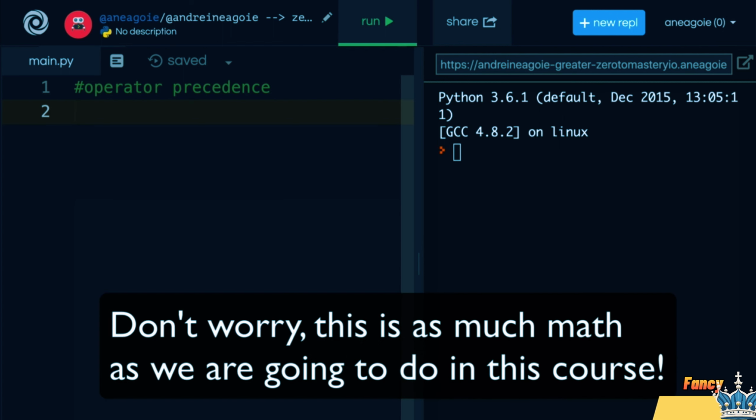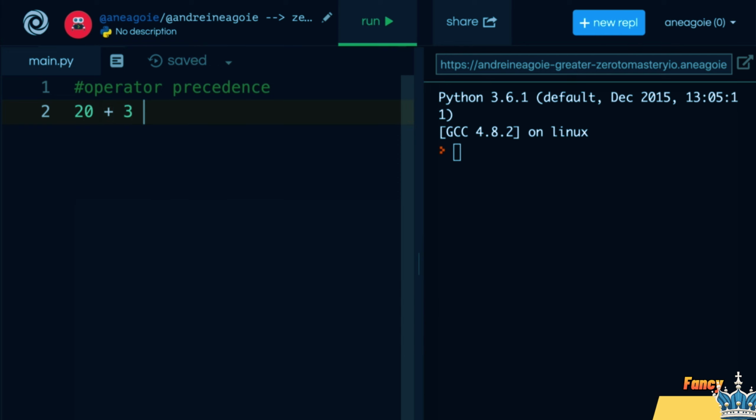It's the idea that if I do 20 plus 3 times 4, it means that different operators have precedence over different ones. That is, we multiply this first, equals 12, and then 20 gets added to 12. Because the Python interpreter is going to follow a basic set of rules.